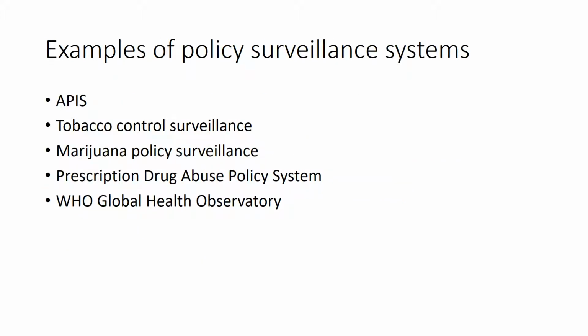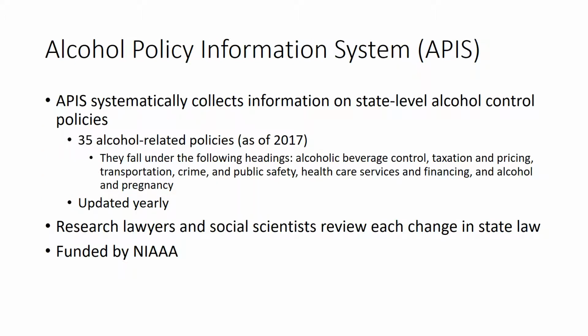So some examples. We're going to go through 5 different examples of good policy surveillance systems that we can use in addiction science. So we could use these systems to basically check whether or not a policy has had an impact. We'll start with the Alcohol Policy Information System, APIS. This is a US system. It systematically collects information on state-level alcohol policies, alcohol control policies. As of 2017, there were 35 alcohol-related policies that they focused on under a variety of different headings, and they update these once a year.